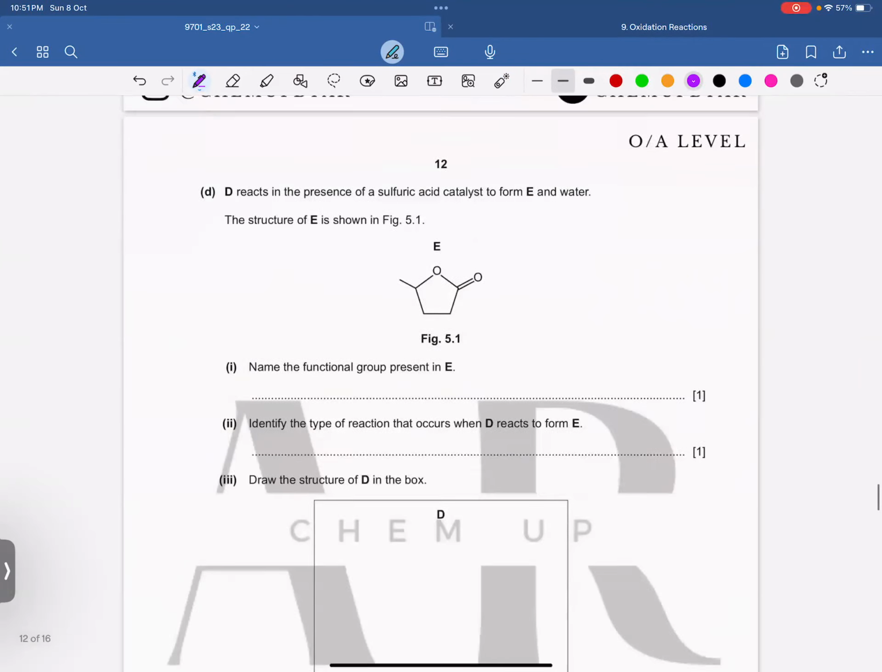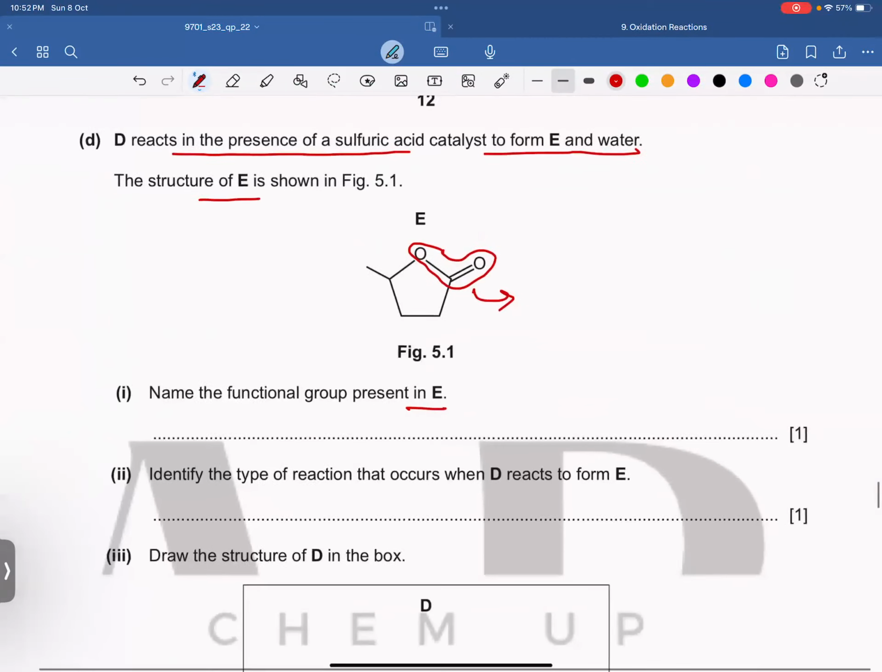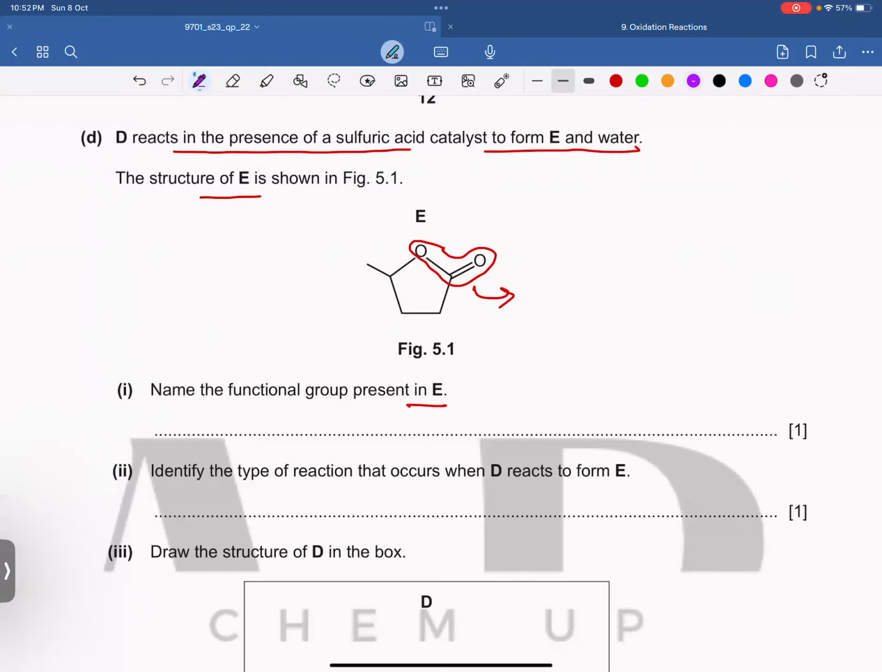Now, D reacts in the presence of sulfuric acid catalyst to form E and water. The structure of E is shown. So if you see this over here, which functional group is this? Okay, they are asking the functional group present in E. Yes, it is ester, Saeed. Very good. It's an ester because there is C double bond O, and that C is bonded to O, and that O is further bonded to C, indicating it's an ester.